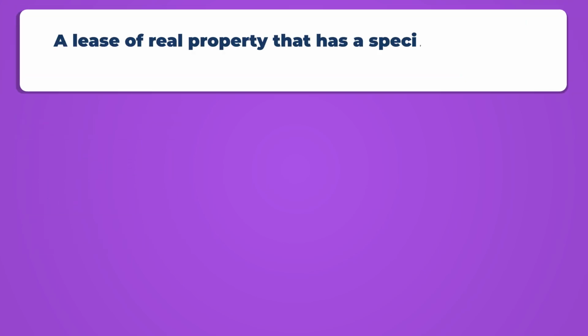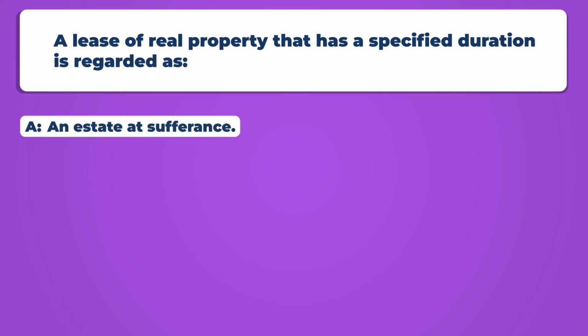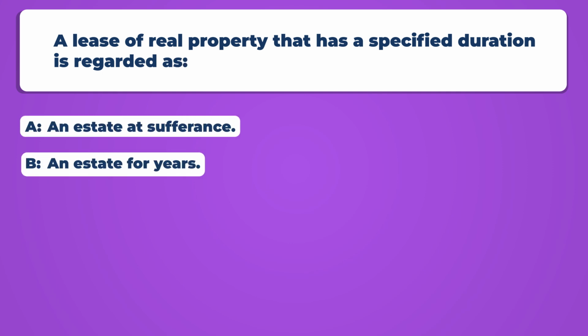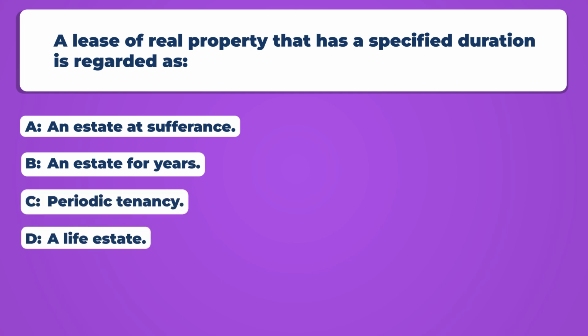Third question: a lease of real property that has a specified duration is regarded as A. an estate at sufferance, B. an estate for years, C. periodic tenancy, D. a life estate. Think about it.